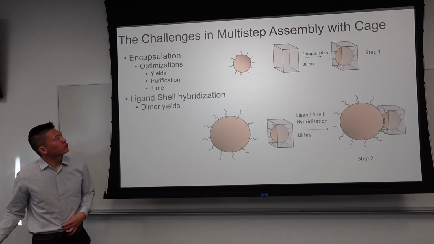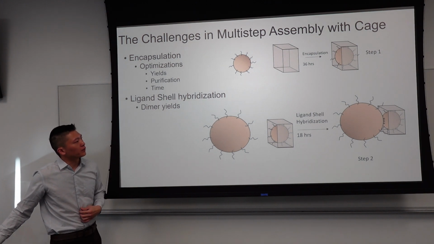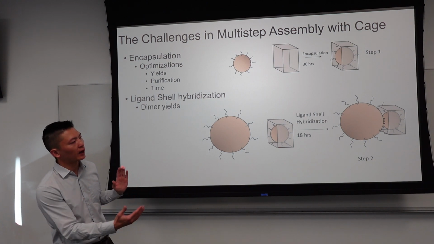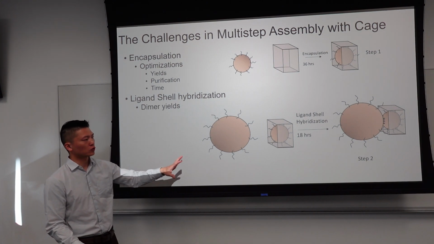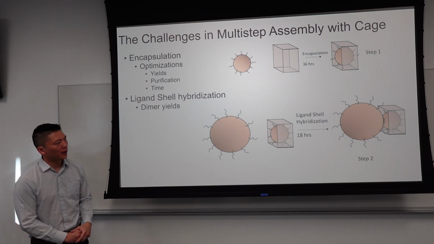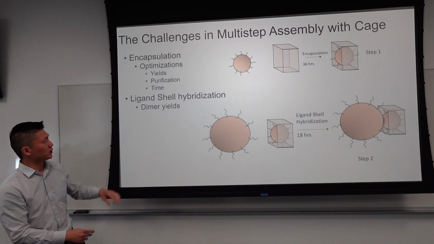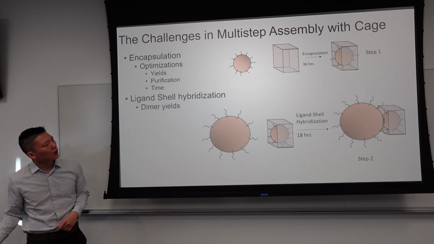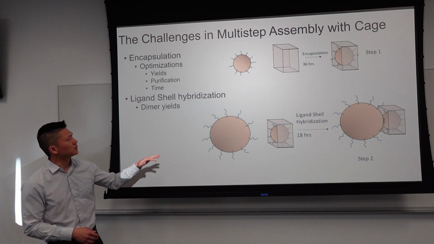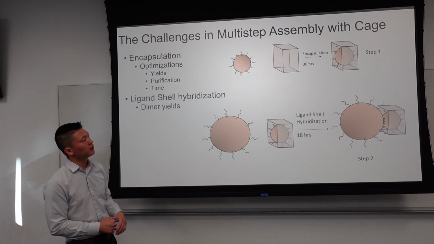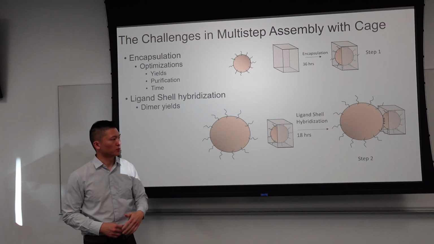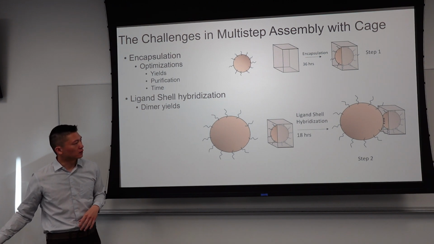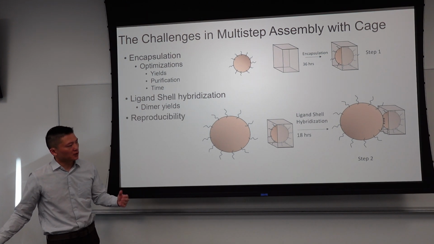Anyhow, that would be the first step in this reaction, and then the second step here would be ligand shell binding. And here, I'm trying to show that I'm interested at this point in just creating a dimer. I can control the mole ratios and hope to get good dimer yields. And of course, in order to really get to the ligand shell hybridization, I first do need better yields of encapsulation. So these are some issues that need to be considered. Reproducibility is also an issue.